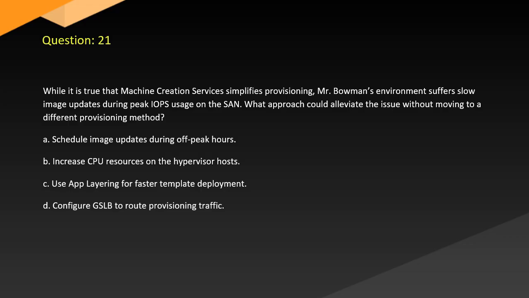Question 21. While it is true that Machine Creation Services simplifies provisioning, Mr. Bowman's environment suffers slow image updates during peak IOPS usage on the SAN. What approach could alleviate the issue without moving to a different provisioning method? A. Schedule image updates during off-peak hours. B. Increase CPU resources on the hypervisor hosts. C. Use app layering for faster template deployment. D. Configure GSLB to route provisioning traffic.